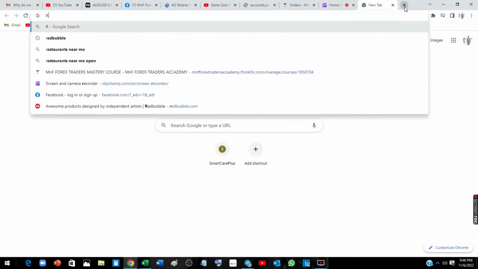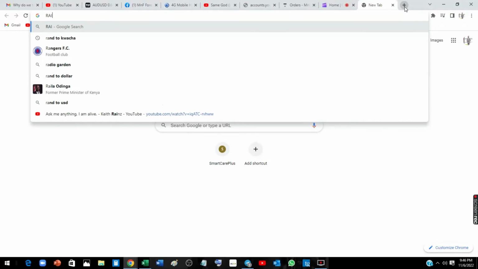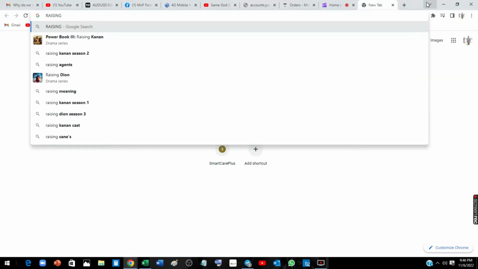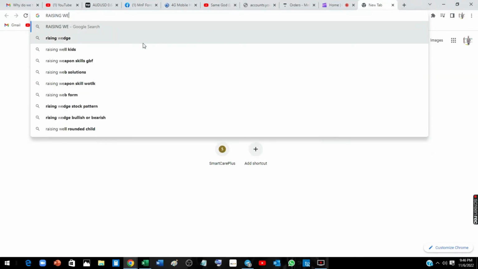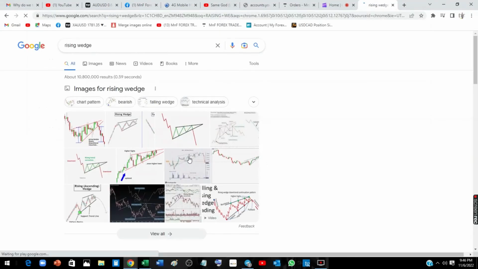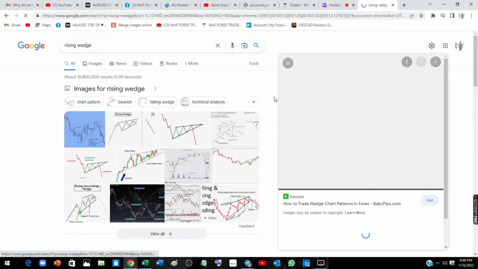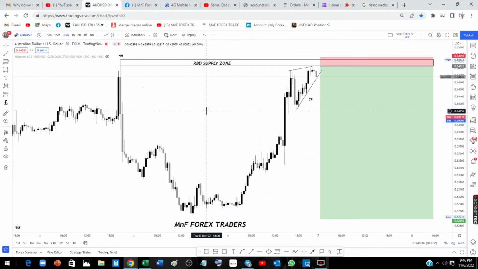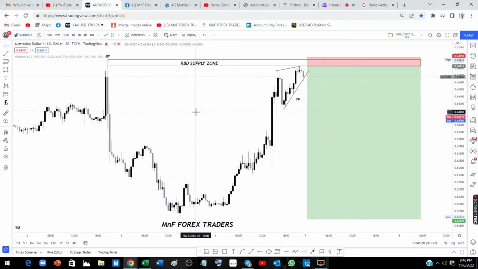Let me just show you. So let's Google rising wedge, right? If you Google the rising wedge right here, you are actually going to see that that's the pattern that is being presented right here. And oftentimes when we have a rising wedge, usually the market drops to the downside. Of course I'm not saying that this is exactly what's going to happen, but I'm saying that's what happens most of the time. So we will just wait for the price to actually do what it has to do, right? So this is how it is.